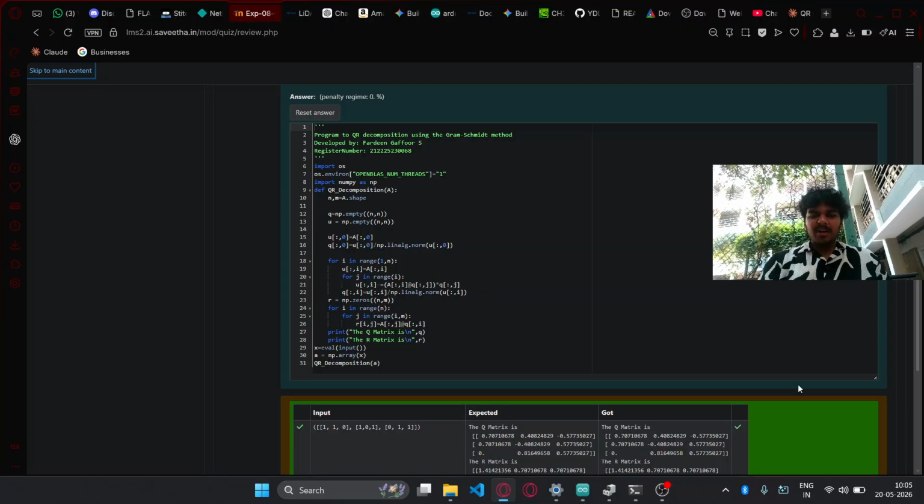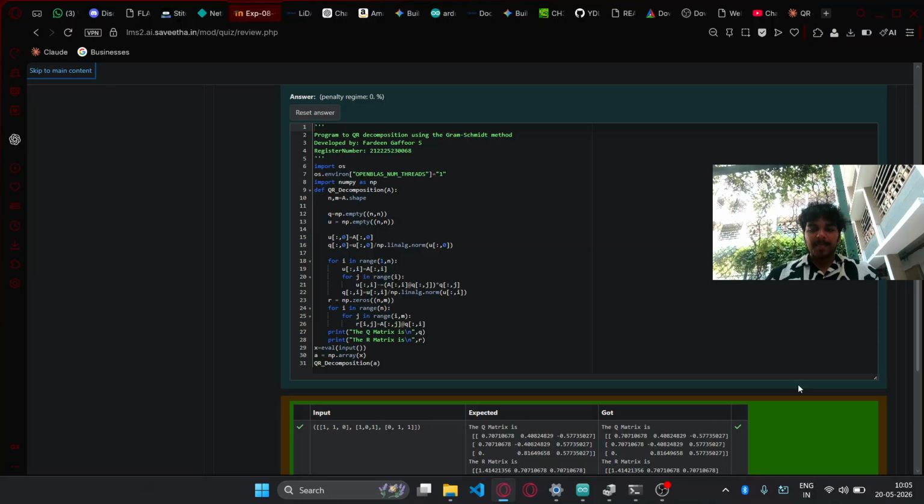Now why do we care? QR decomposition shows up everywhere in applied mathematics and computer science. From solving systems of linear equations to least squares regression to computing eigenvalues to training machine learning models. It's one of those foundational tools that powers a lot of the technology we use today.